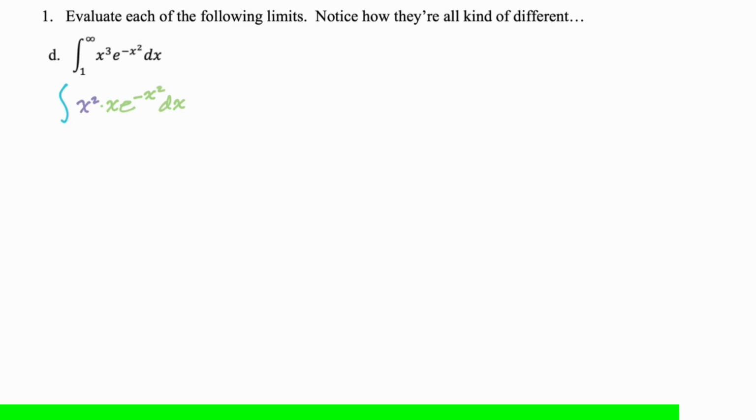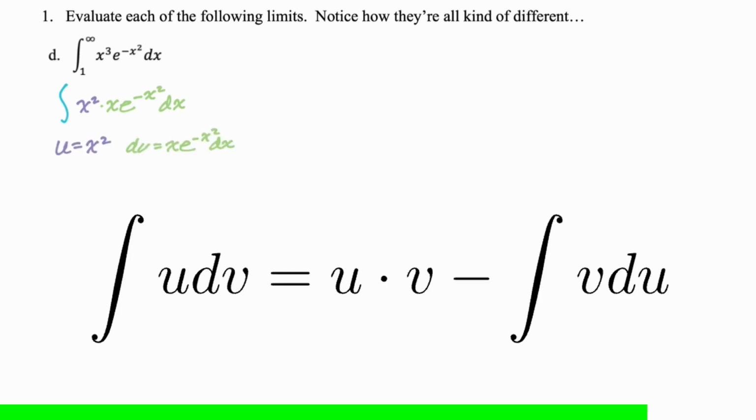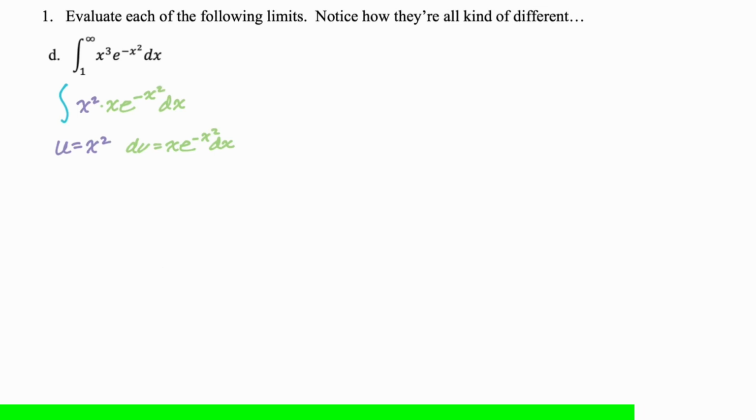So instead, we take x cubed and we break it into x squared times x, and we save the x to be part of e to the negative x squared. So really I'm going to say that u is x squared and dv is x e to the negative x squared. The reason I'm doing that is because it works. And part of getting really good at calculus is just doing a lot of problems. Eventually you've seen things before, so you're not intimidated and you just kind of know how to deal with them.